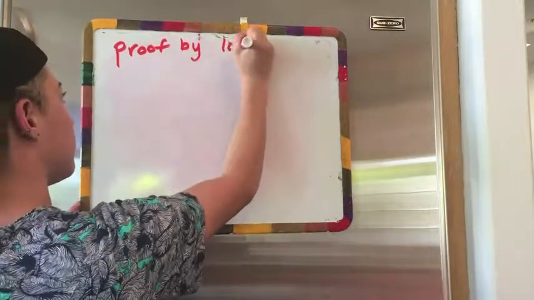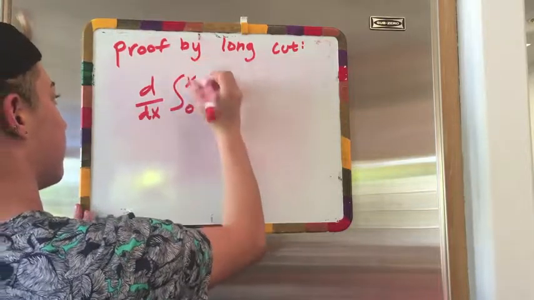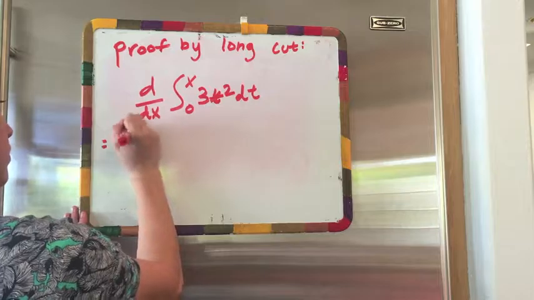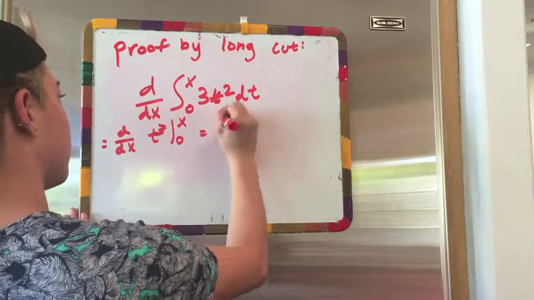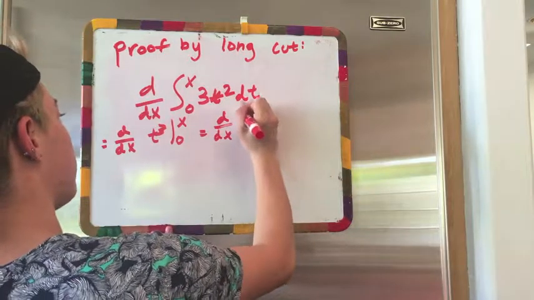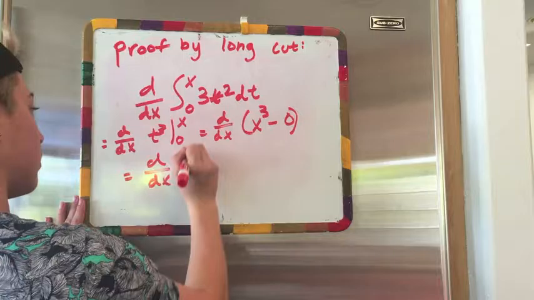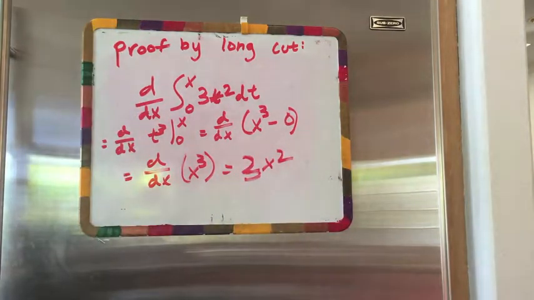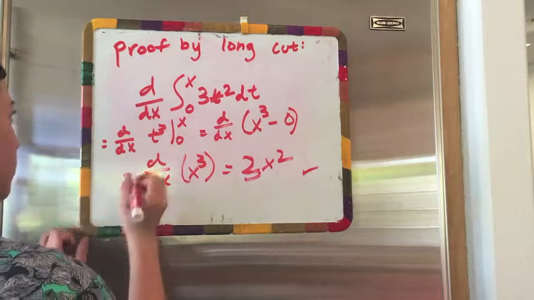Proving this by doing a longer version would be taking the derivative of the integral from 0 to x of 3t squared dt. So that's like taking the derivative of t cubed from 0 to x. So the derivative of x cubed minus 0 is equal to the derivative of x cubed, and taking the derivative of that is 3x squared, which is what we would have gotten had we used the fundamental theorem of calculus.